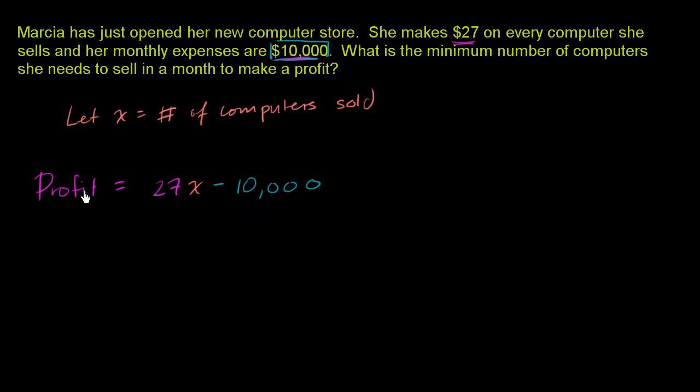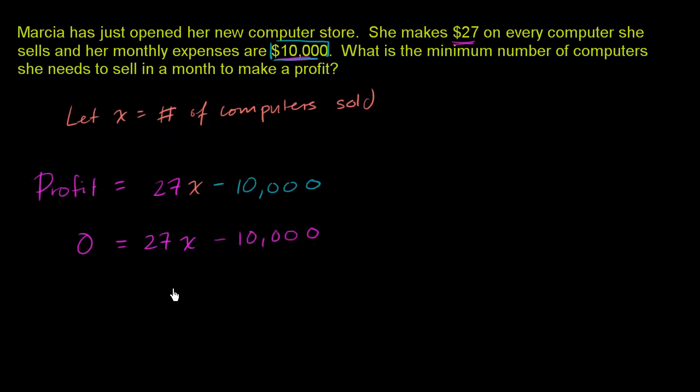So let's just think about what number of computers would get us to 0, and then maybe she needs to sell a little bit more than that. So let's see what gets her to break even. Break even, that's 0 profit, neither positive nor negative, is equal to 27x minus 10,000.